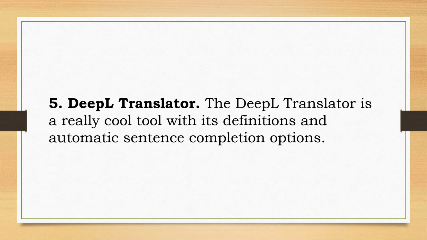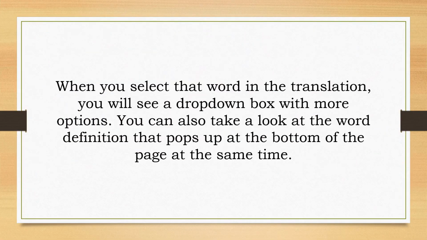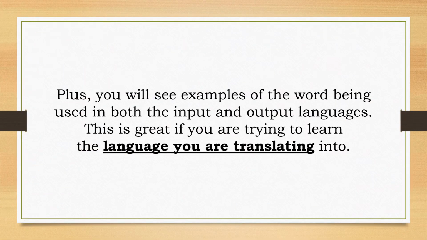5. Deeper Translator. The Deeper Translator is a really cool tool with its definitions and automatic sentence completion options. You can choose from 9 languages, and when you receive the translation, just double-click the word for more details. When you select that word in the translation, you will see a drop-down box with more options. You can also take a look at the word definition that pops up at the bottom of the page at the same time. Plus, you will see examples of the word being used in both the input and output languages. This is great if you are trying to learn the language you are translating into.